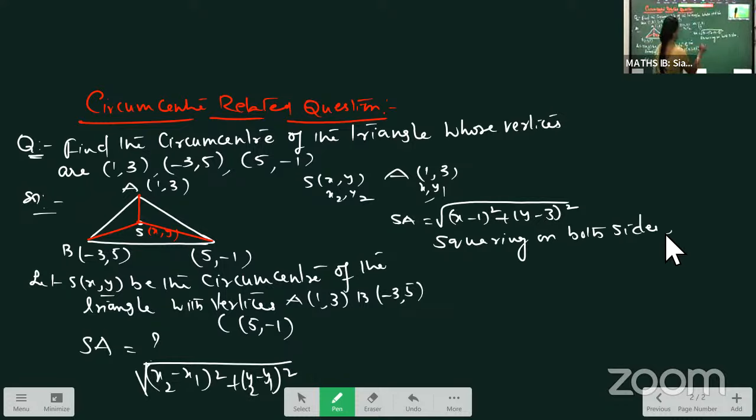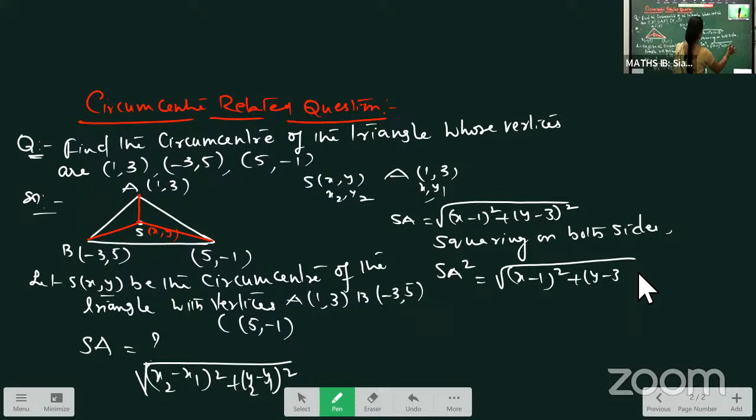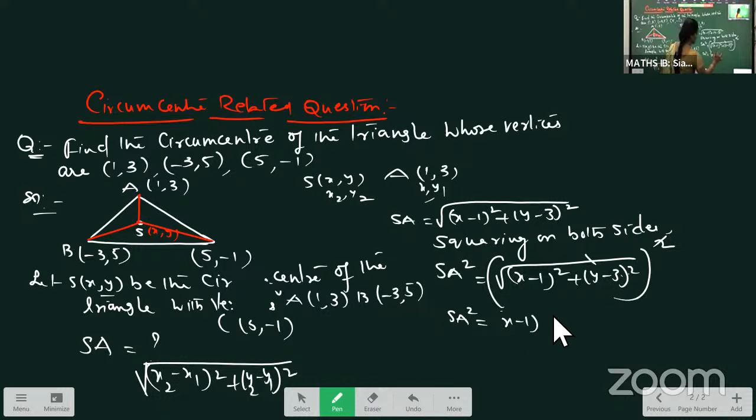Squaring on both sides, SC² is equal to (x − 1)² + (y − 3)², whole squared. So the square root will get cancelled, and SC² is equal to (x − 1)² + (y − 3)². Generally, people make the mistake of cutting off these squares also. Don't cut the squares, only the root will be cut off. Only the root and square will cancel, and the remaining inside the squares will always be with the rest of the question.